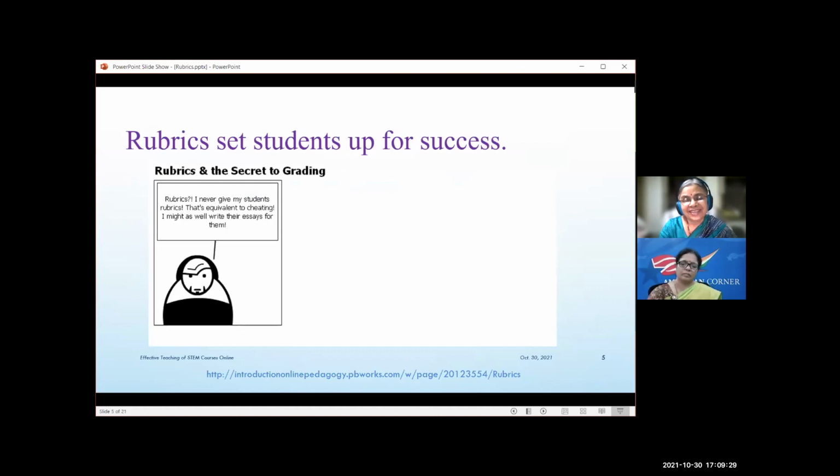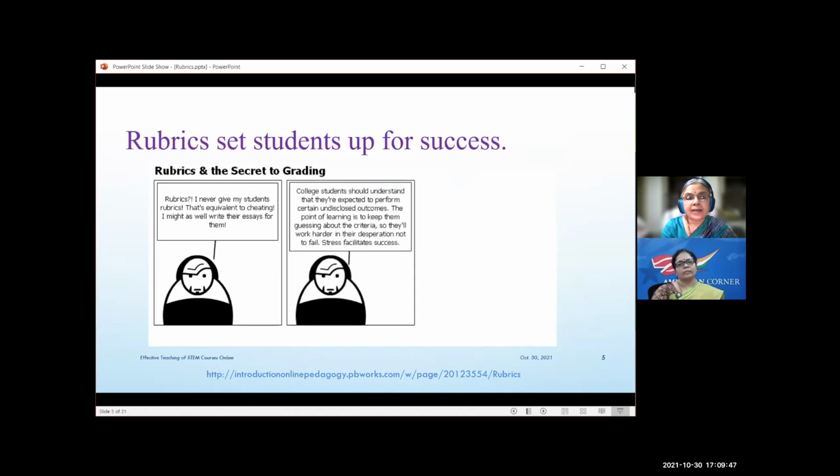Okay, a little cartoon that I saw, I thought it was good. Here's a teacher saying, rubrics, I never give my students rubrics because that's like cheating. It's as good as me writing their assignment for them. And some teachers feel that college students should understand what they're expected to do. So the point of learning is to keep them in some kind of suspense about it, so that they will all keep working harder, and they will not feel like, okay, I've completed the work.